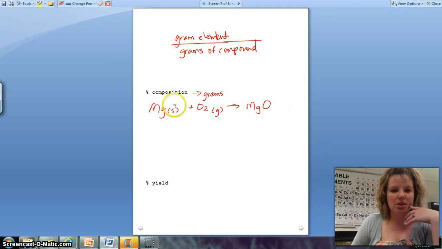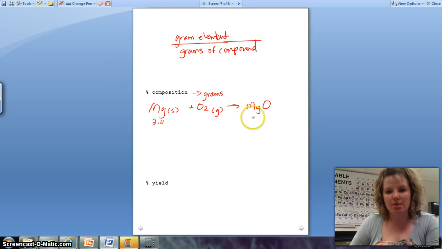Okay. So let's just say we weighed out 2 grams of magnesium and we ended up with 7 grams of magnesium oxide. Okay. So these are what you did in lab. So we could calculate how much oxygen we had here just by subtracting, obviously. So we have 5 grams of oxygen that we must have obtained from the air.